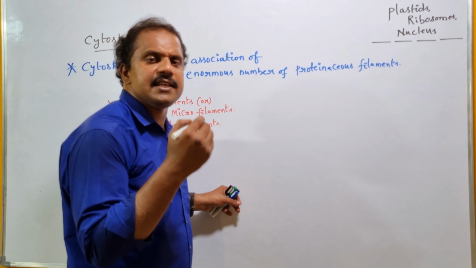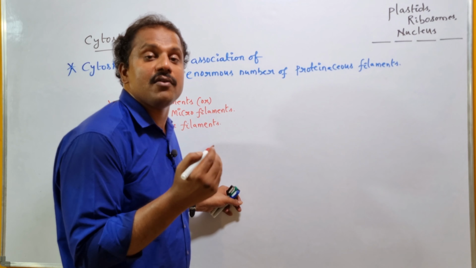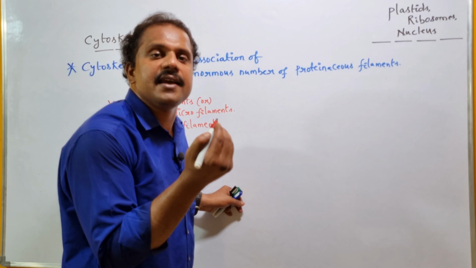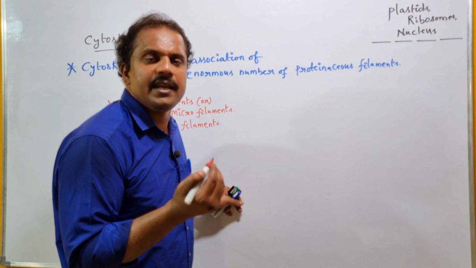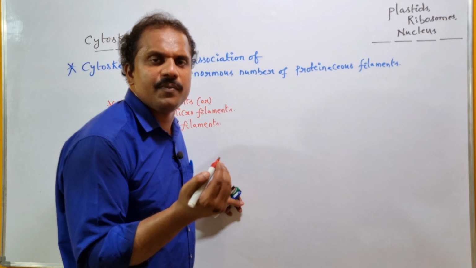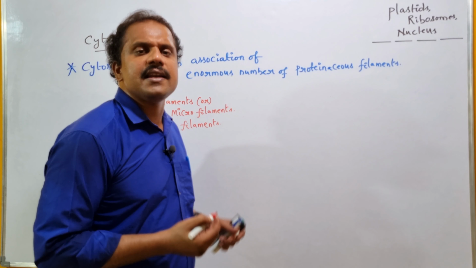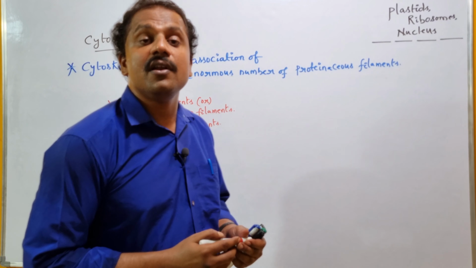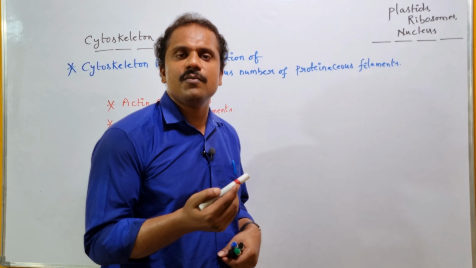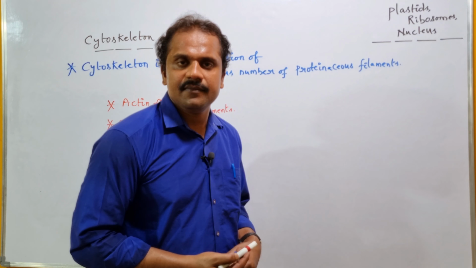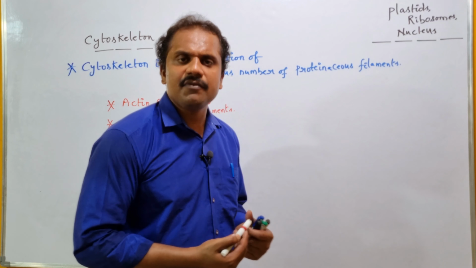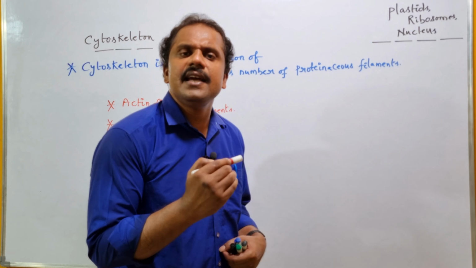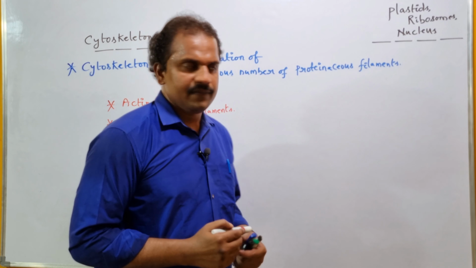All these three components play an important role in providing mechanical support to the cell, and they even play an important role in cell motility or cell movement. In addition, the cytoskeleton plays an important role in the successful movement of chromosomes during cell division. Is it clear? So this is regarding cytoskeleton, and then after we will be studying cilia as well as flagella.